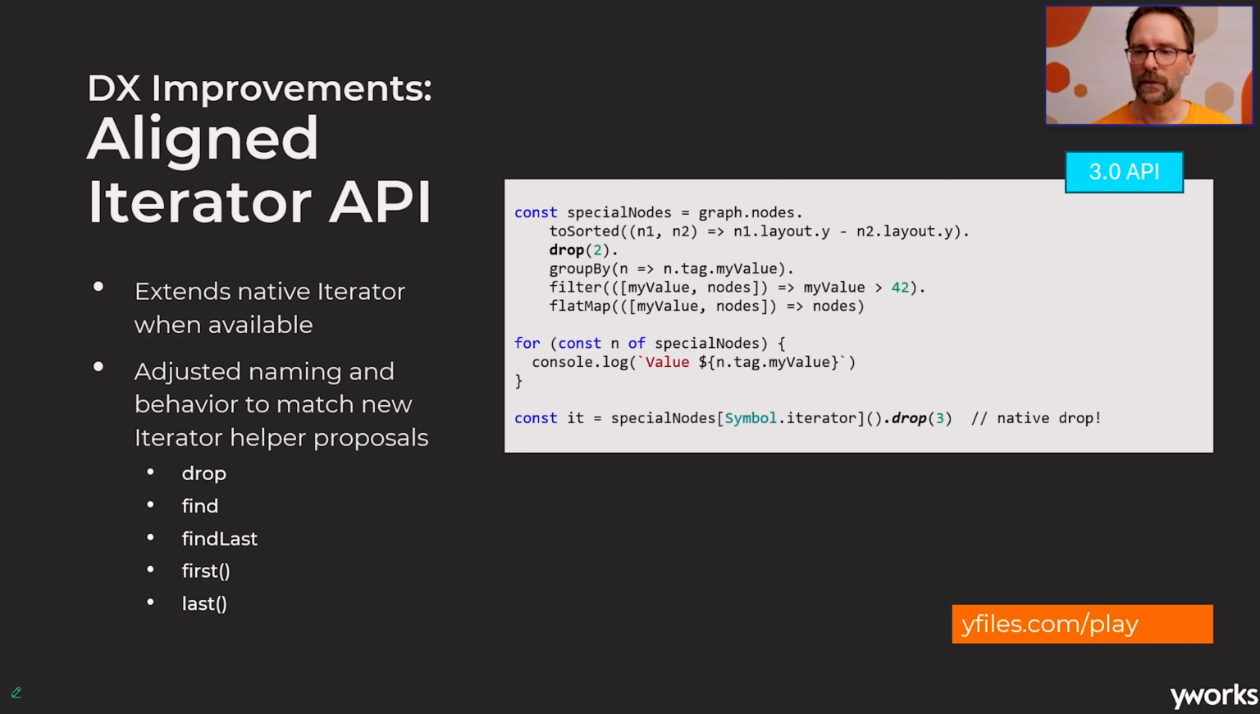And if you're on a browser that supports the native iterator API, our internal API now extends this feature. So if new features get added to the platform, they will automatically become available to the yFiles API because we're using the native one.